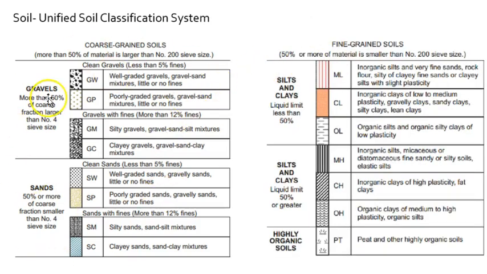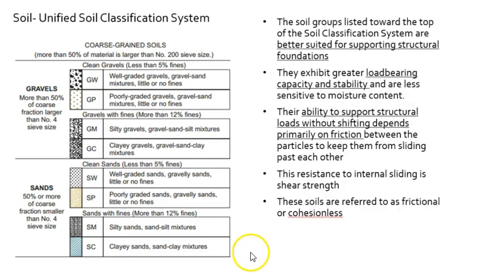Here, this would be the top of the list with the gravels and the sands, followed by the silts and the clays. And then as we move further down to the more organic soils that are much less suited or not suited at all for foundations. The ones up at the top that are best suited exhibit greater load-bearing capacity. They could support more, greater stability in that they don't change.